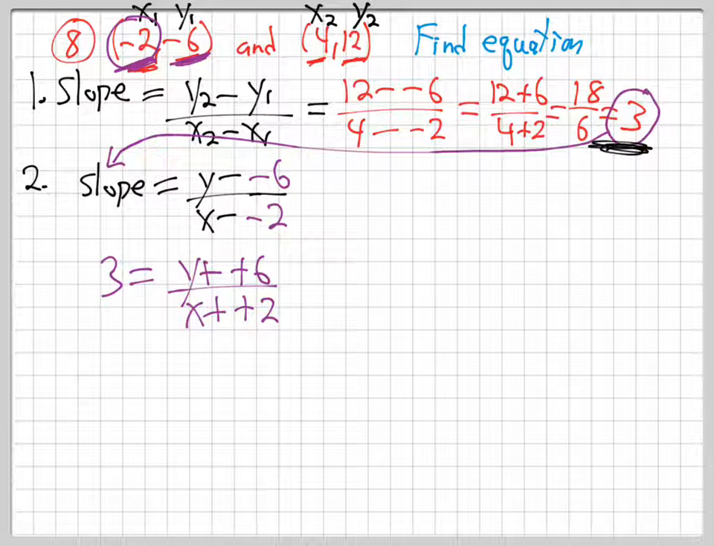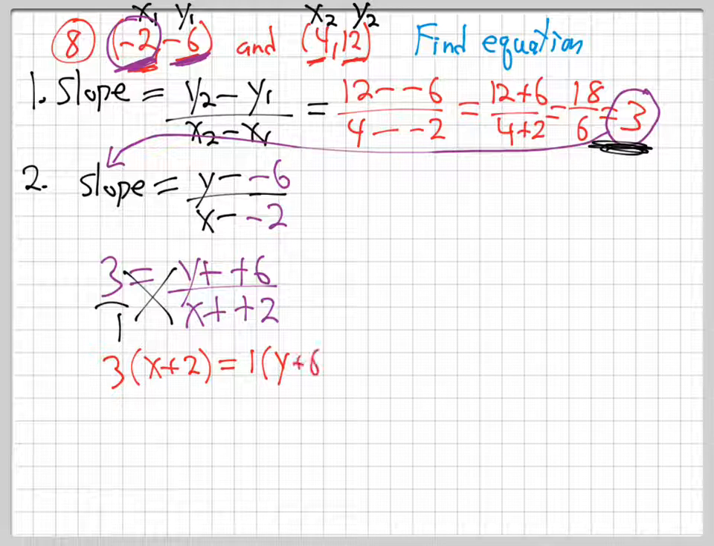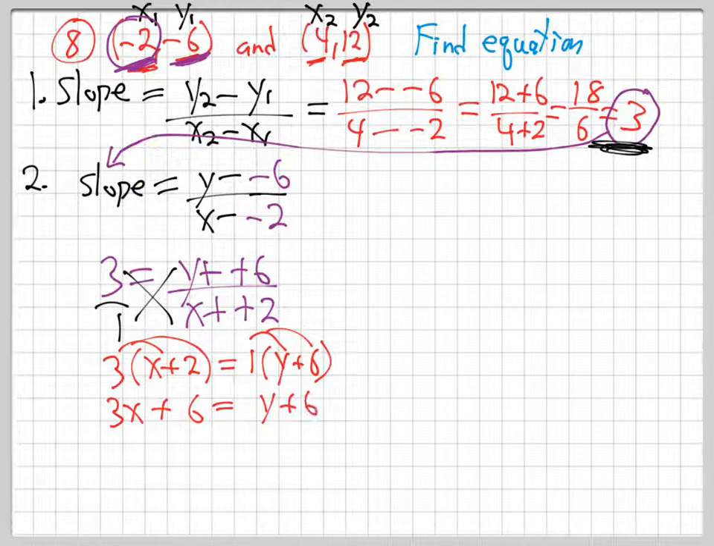What do we do when we have a fraction with an equal sign? Cross multiplication. Put this over 1. Diagonal, diagonal. Remember that? So go ahead and distribute. In the end, they want us to get y alone. So 3 times x plus 2 is 1 times y plus 6. So that is 3x, so that 3 distributes, right? 3x plus 6, and 1 distributes is y plus 6.